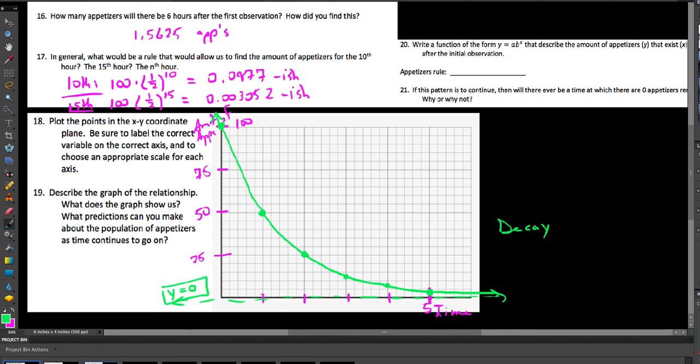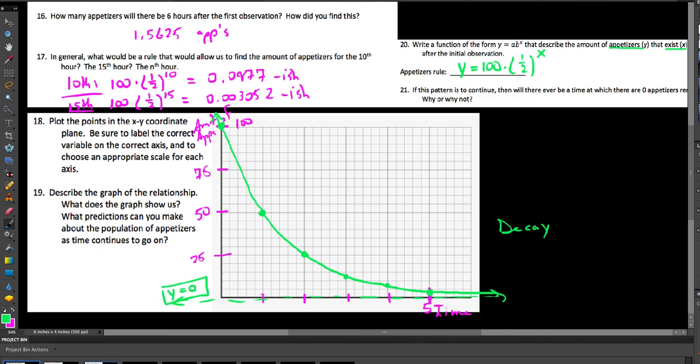What else? Well, I suppose that we could use this to predict how many appetizers would be left at any given time here. So as far as what our rule would be, write a function of the form y equals a times b to the x that describes the amount of appetizers y that exist x hours after the initial observation. Well, the number of appetizers at any given time would be equal to the 100 I started with, but then it would be taken times a half every hour for x hours.